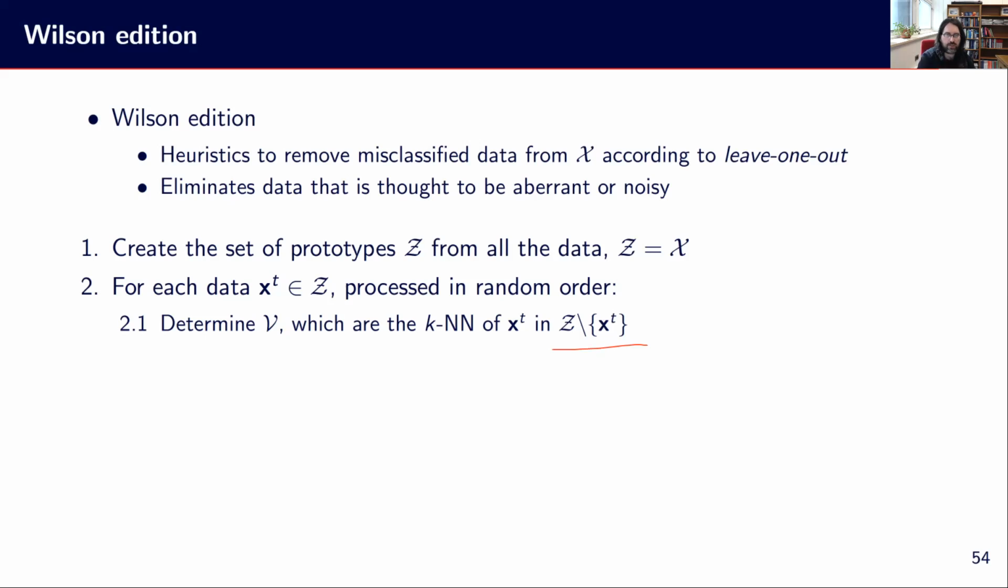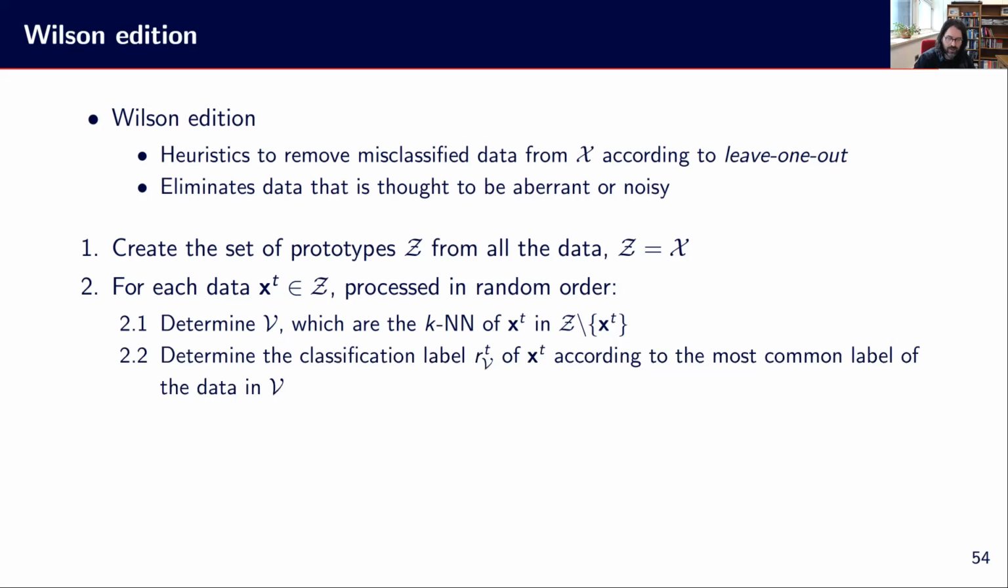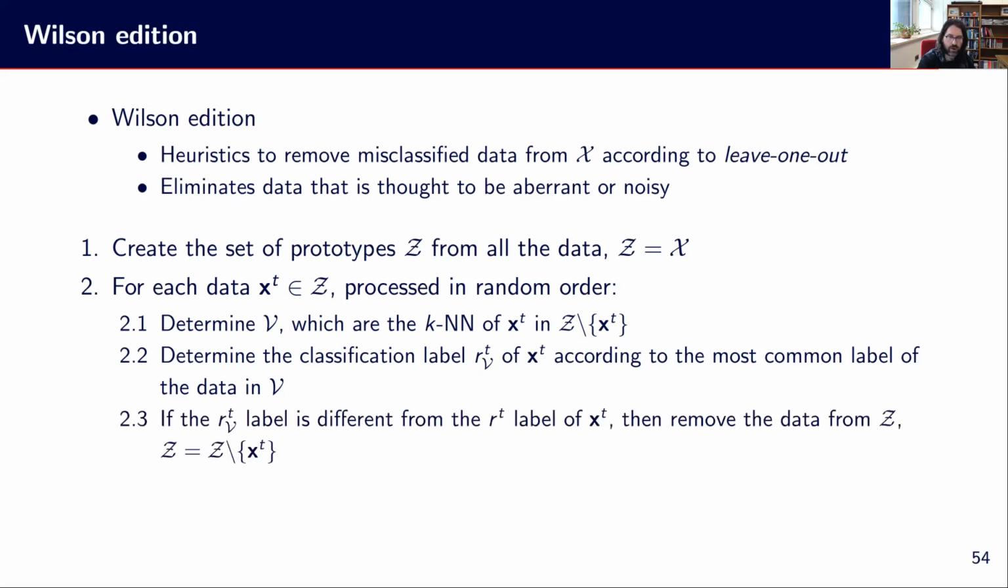We are looking at the nearest neighbors in Z to xt. And these are the k nearest neighbors to xt in Z. And then we are looking at the classification label of these k nearest neighbors of xt, and comparing it. So we are comparing the label from the k nearest neighbors in Z versus the real label of xt.